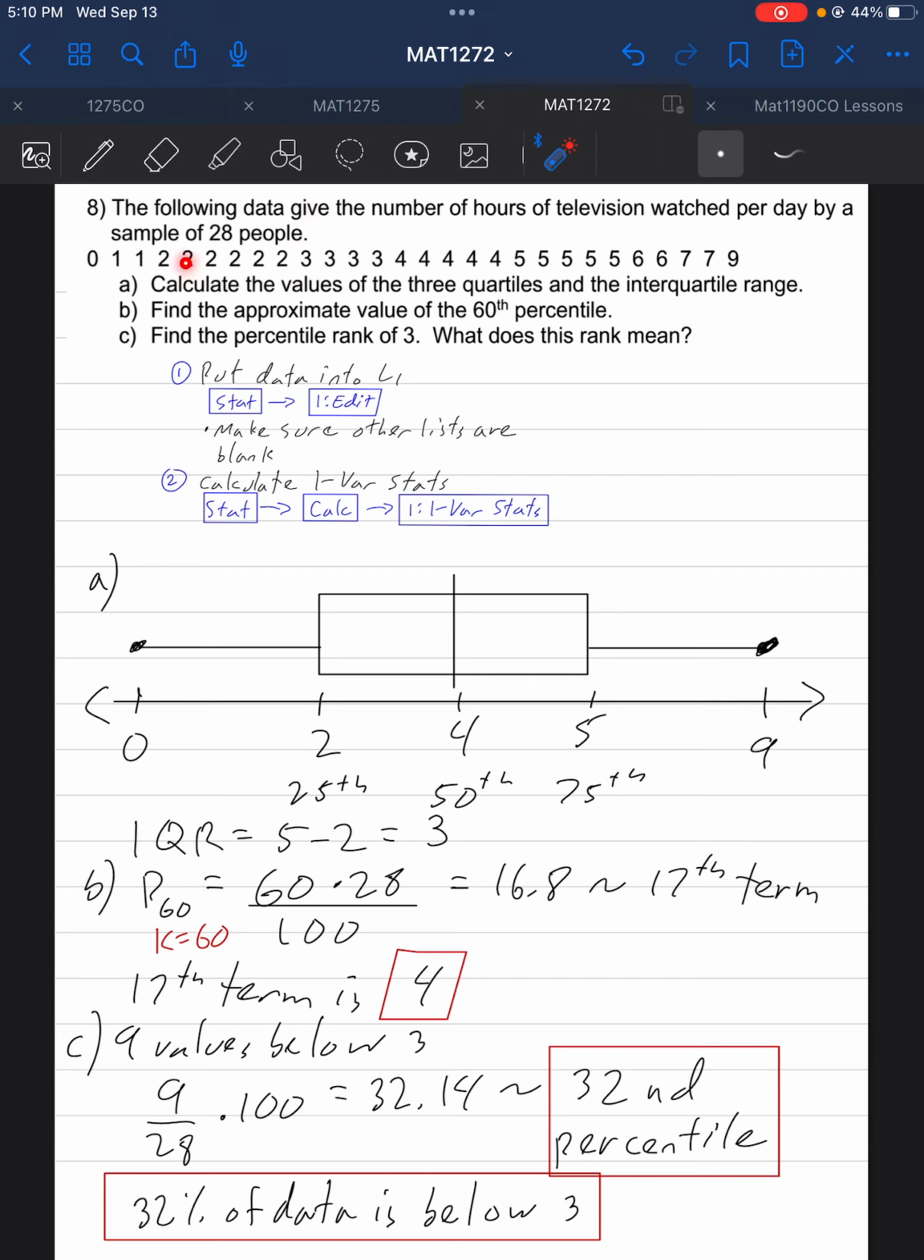1, 2, 3, 4, 5, 6, 7, 8, 9 values below this. So that 9 gets divided by the total number of elements, 28, multiplied by 100, gets us 32.14. This indicates that this value of 3 is in the 32nd percentile, and this means that 32% of the data is below that value of 3.